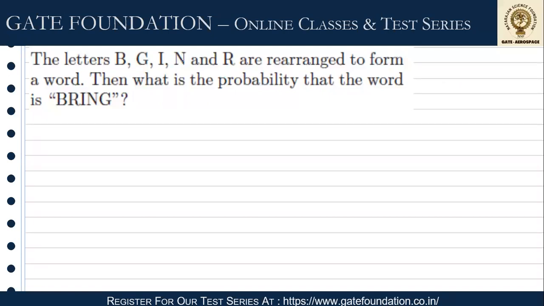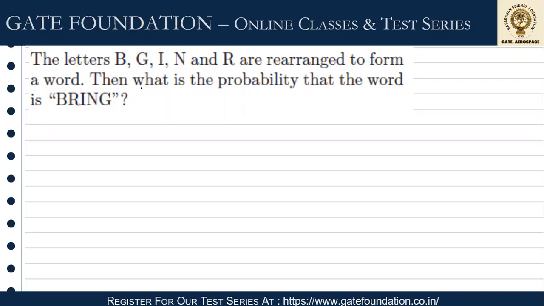Okay, the letters B, G, I, N, and R are rearranged to form a word. Then what is the probability that the word is break? Let's try to solve this one. बहुत simple है. One by 120. Yes, that's correct. It will be 1 by 120.